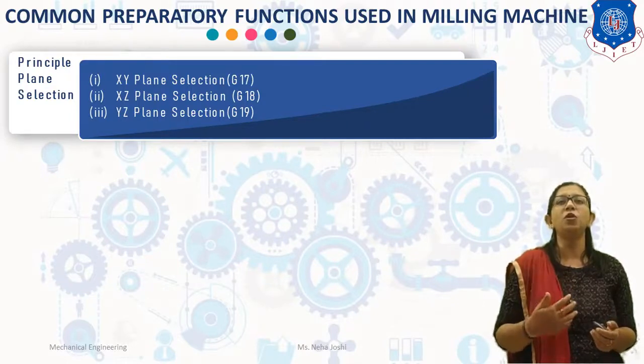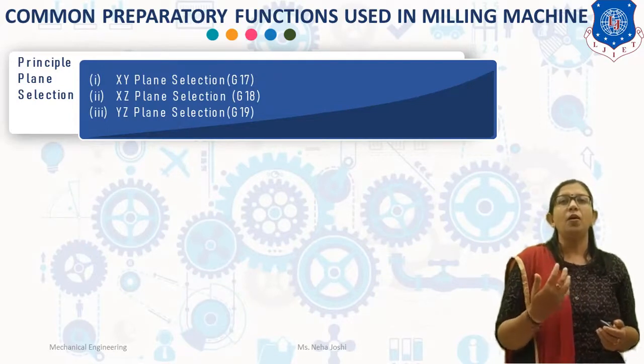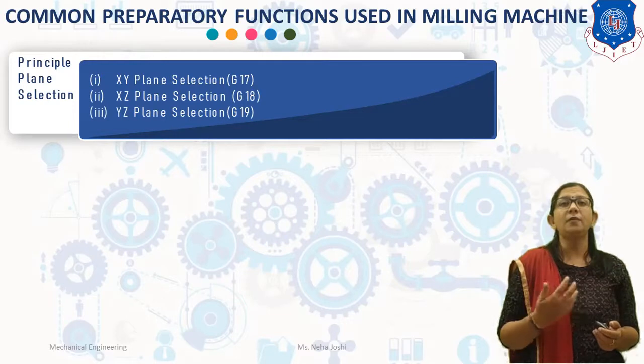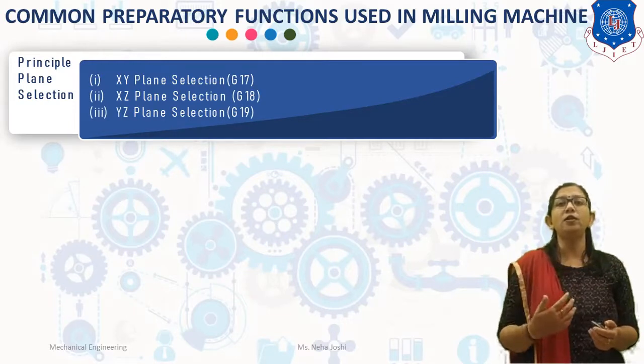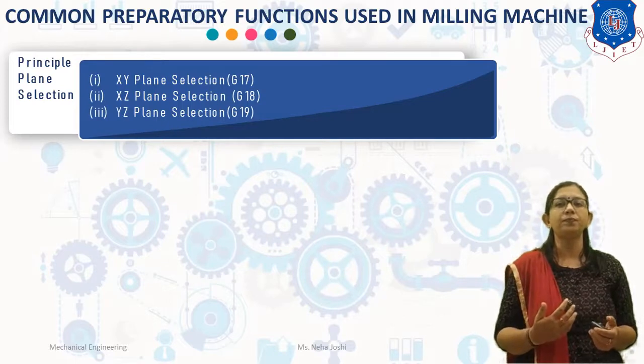It allows the machining operations to be carried out in a horizontal plane. For XZ plane selection, G18 code is used, and for the YZ plane selection, G19 code is used.